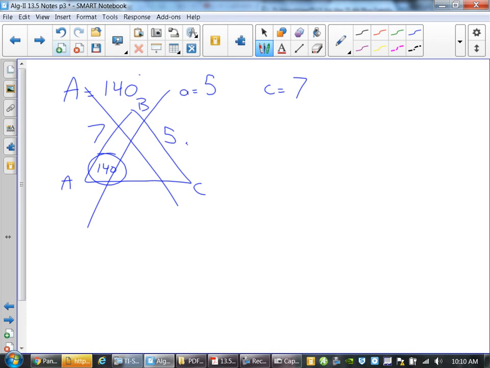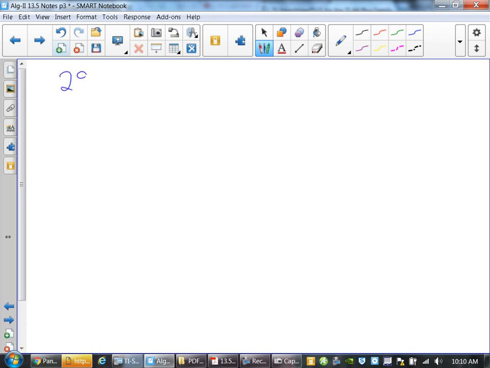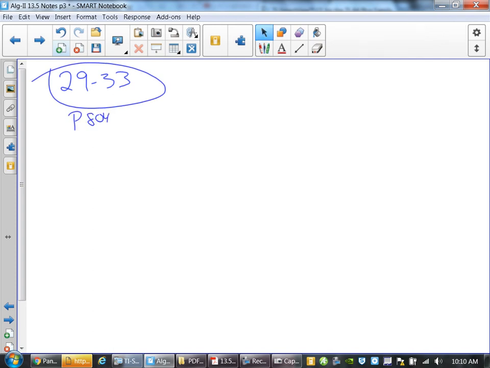Add to your stuff, problems 29 to 33. This is still page 804. Tomorrow we'll go into law of cosines.